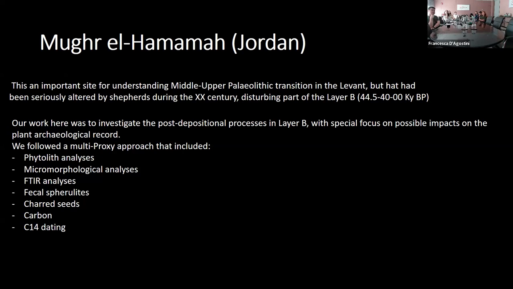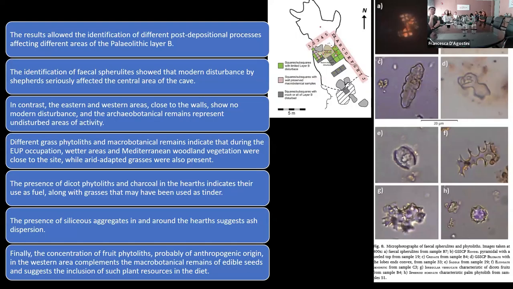So we followed this multi-proxy approach that included phytoliths, micromorphology, FTIR, fecal spherulites, charcoal, seeds, carbon, and C14 data. Just to summarize the results, they allow the identification of different post-depositional processes affecting different areas of the Paleolithic layer. You have the map here. Green is the squares with limited layer B, squares with well-preserved macrobotanical remains, and squares with much of layer B disturbed. Because what the shepherds did, they went there, they started to excavate, they kept the animals, they mixed up everything, so that was very difficult.